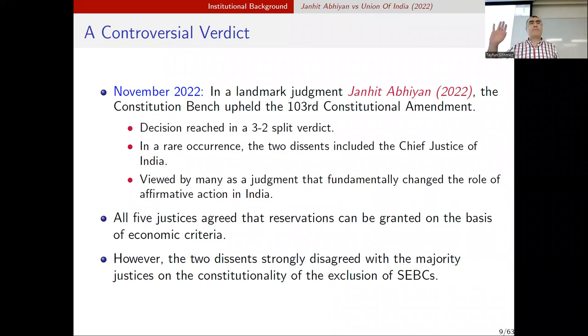Now, of the three questions, all justices agreed that reservations can be granted on the basis of economic criteria. There was no controversy. Nobody objected to that. So you can have EWS. That's no problem. And they didn't talk much about the second point about private institutions. That point seemed like a detail in the entire judgment. However, the two dissents strongly disagreed with the majority justices on the constitutionality of the exclusion of the scheduled castes, scheduled tribes, and OBCs from EWS.